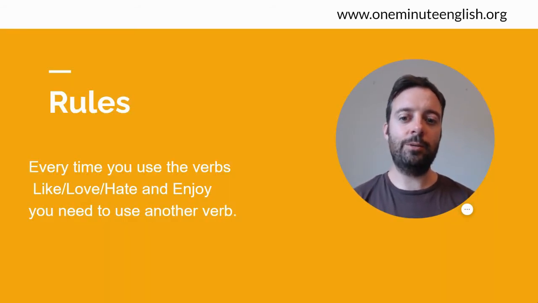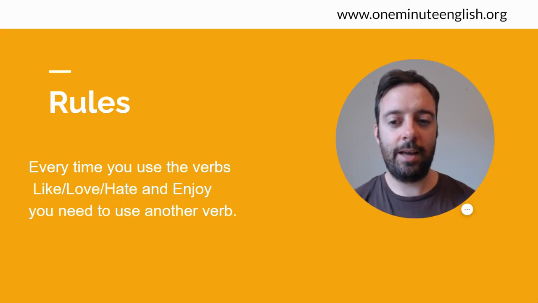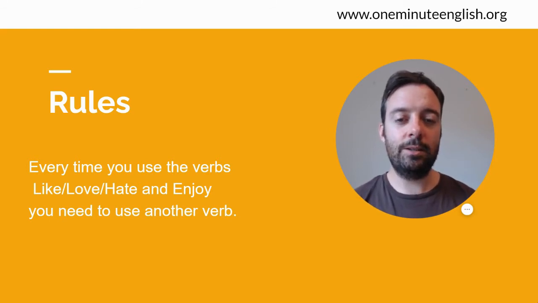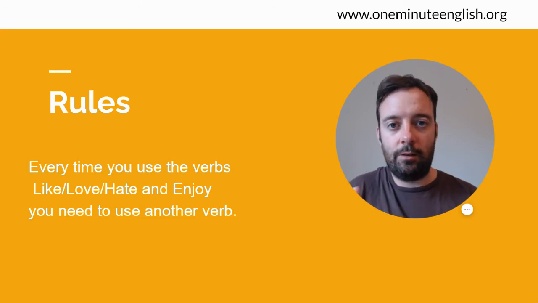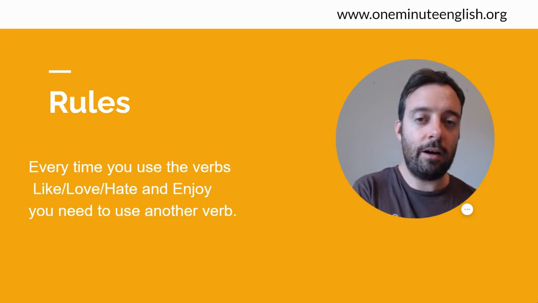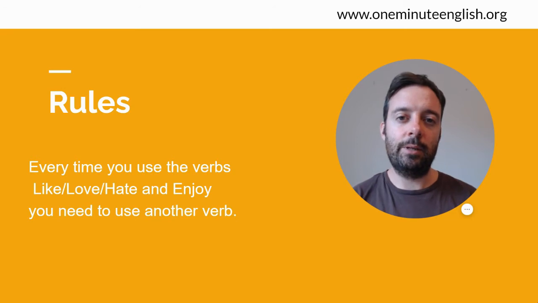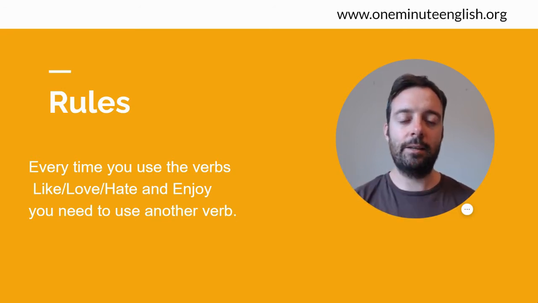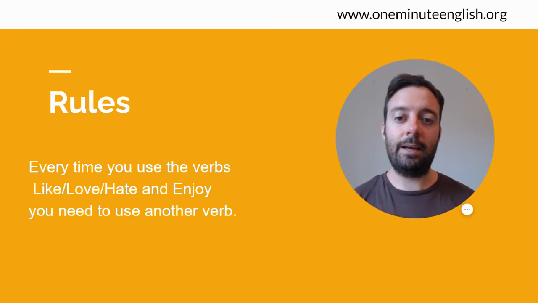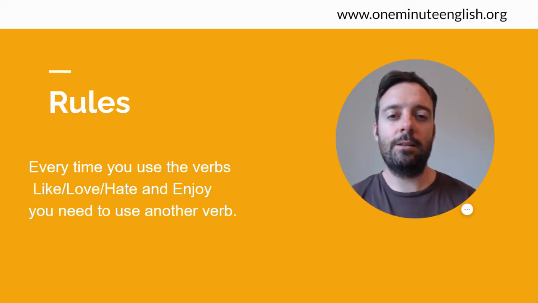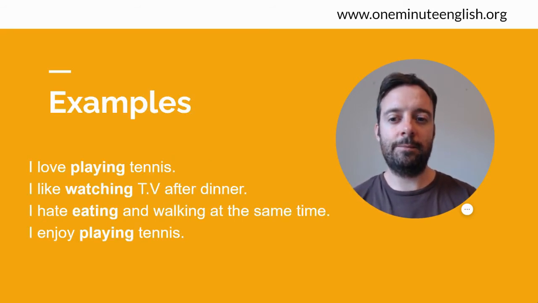Every time you use the verbs like, love, hate, and enjoy, you need to use another verb, okay? Well, you can use another noun, like I like coffee. Coffee is a noun. But if you want to show an action, then you have to say I like making a cake, for example. So let's look at some more examples here.